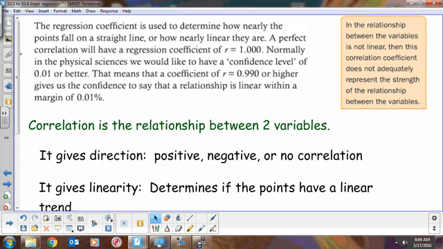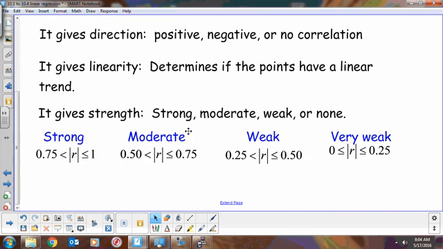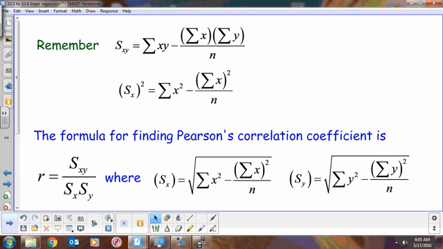So correlation is a relationship between, we already did this. So now this gives you some idea numerically of what we're looking at. 0.75 to 1, we use absolute value because we don't care whether it's negative or positive, is strong. 50 to 75 is moderate, 25 to 50 is weak, and 0 to 25 is very weak to none. So here are some data sets. This was a correlation of 0.7, which is a little bit below strong. This is a 0.3, which is a little bit on the upper end of weak.